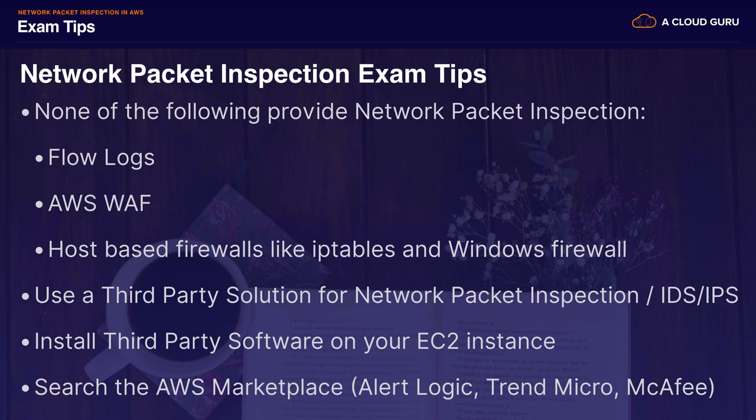So what about the exam tips for network packet inspection? Just remember that none of the following provide network packet inspection: flow logs, AWS WAF, and host-based firewalls like iptables or Windows Firewall. They are not going to inspect the contents of your packet. Instead, you're going to need to use a third-party solution for both network packet inspection and IDS or IPS. You can either install third-party software on your EC2 instance or simply search in the AWS Marketplace. And there are three main vendors for this kind of solution: AlertLogic, Trend Micro, and McAfee.